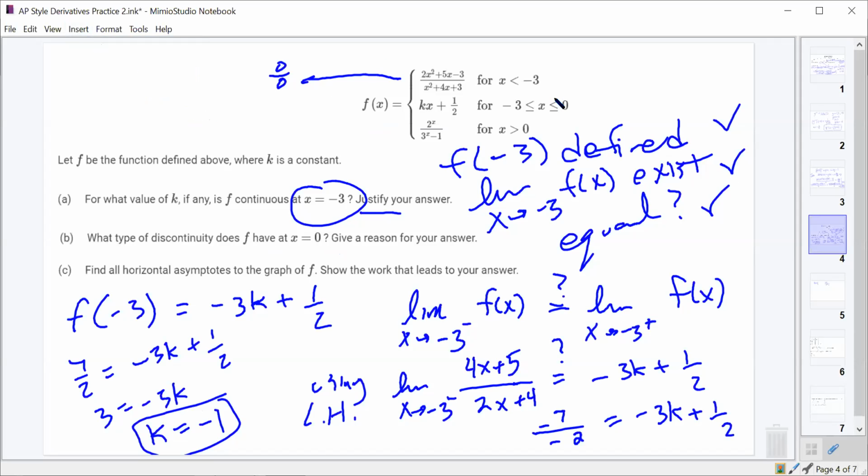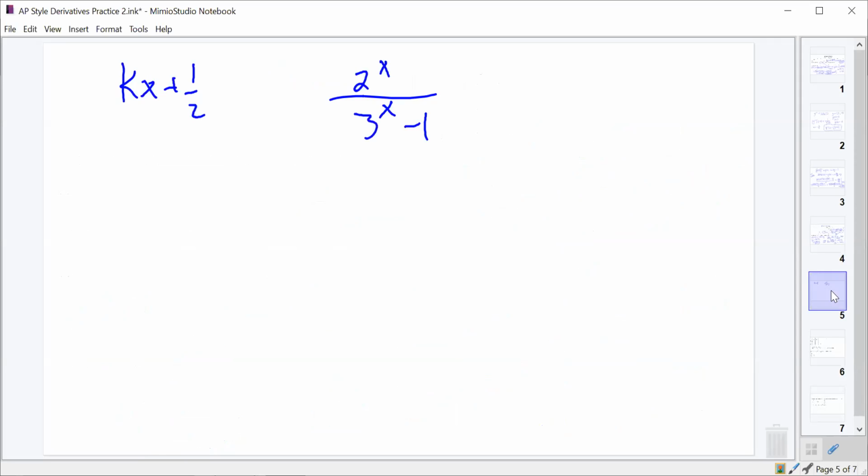So this one is less than or equal to 0 for the kx plus a half, and then greater than 0 for the other part. To figure out what type of discontinuity we have, we should plug in 0 for x for each of them and look at those limits, right? The limit as x approaches 0 from the left, that'd be this one. What does that give us? It gives us a half.